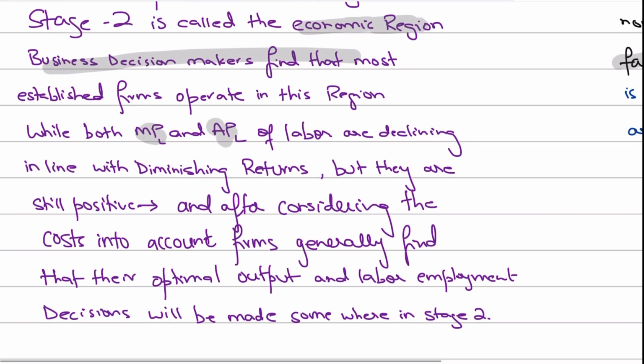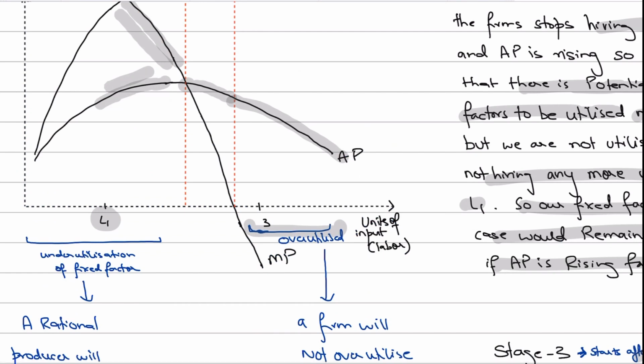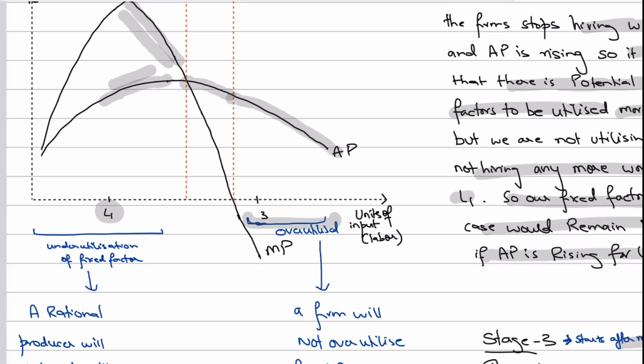So the marginal product and the average product of labor are declining, and we also know that there are diminishing returns. But still, the marginal product is still positive. You see, in stage 2, the marginal product is declining, but it's still positive. It's not that the marginal product is negative, right? Although the marginal product is declining, it's still positive. That's what we are seeing, right?